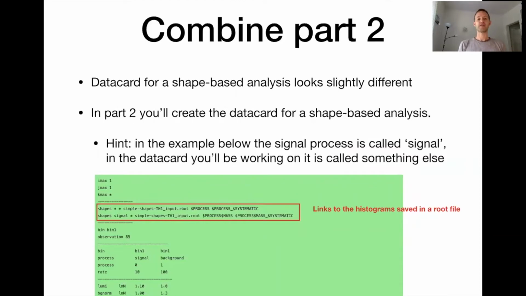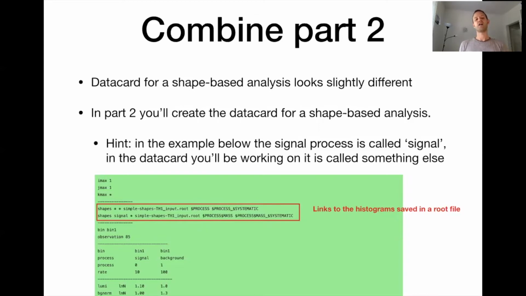Okay, so in the second part of this tutorial, we're going to look at shape-based analyses. So you're going to create a data card for a shape-based analysis. There's an example given at the bottom of this slide. So not exactly the example you're going to be using, but it shows some of the main features. And so you'll notice that this looks a little bit different to the counting experiment data card from the previous section. So two main things that are different. So the first thing you can see in the first red box is below the Imax, Jmax, and Kmax lines. We have these additional 2 lines that start with shapes.